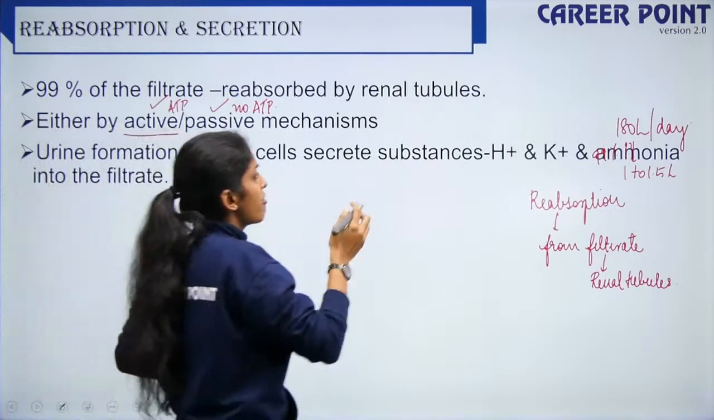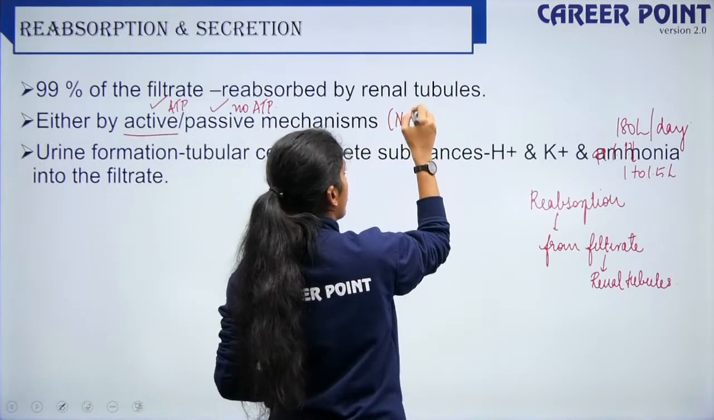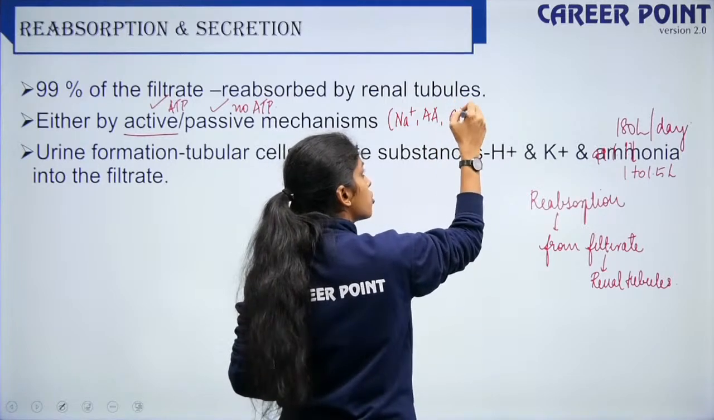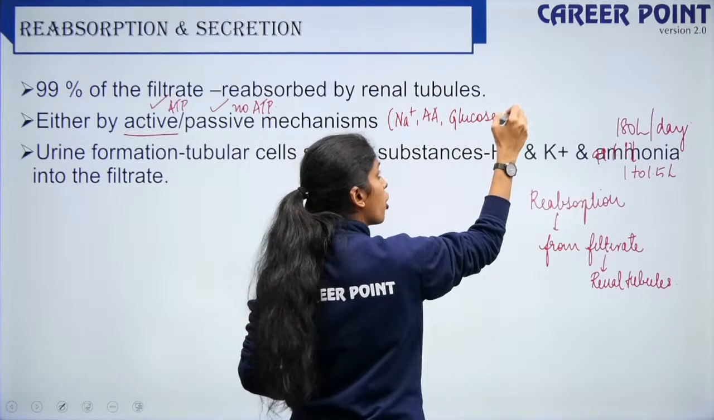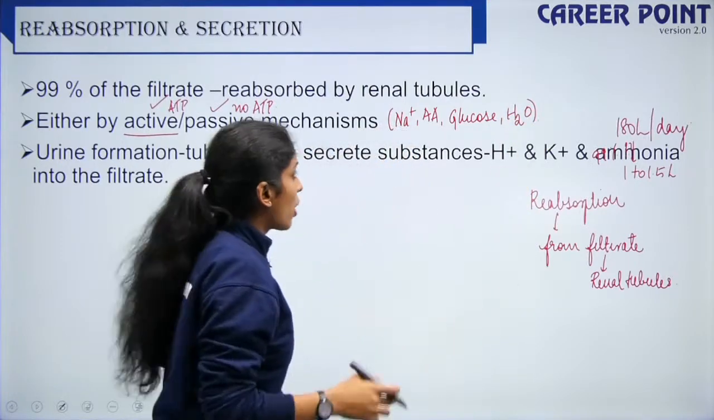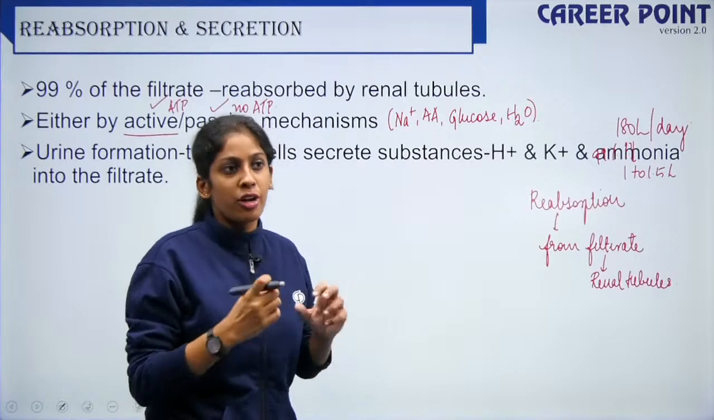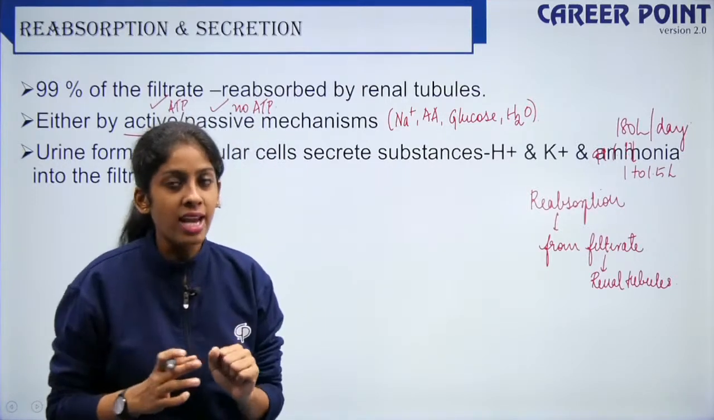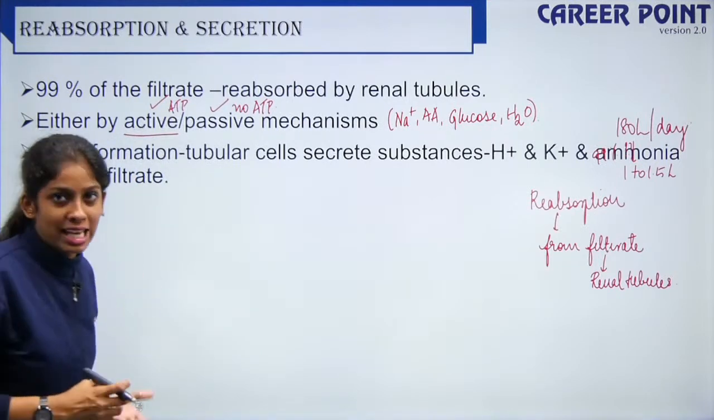So we reabsorb everything. We reabsorb sodium, we reabsorb amino acids, we reabsorb glucose, whatever. We reabsorb water as well. Water is reabsorbed by diffusion. Everything we try to reabsorb from the filtrate so that the level of the filtrate comes down. Fine. The next step is tubular secretion.